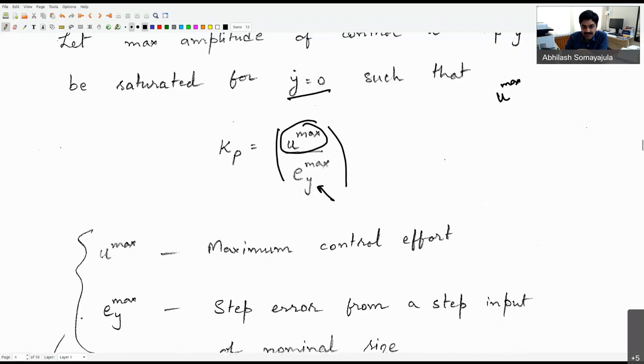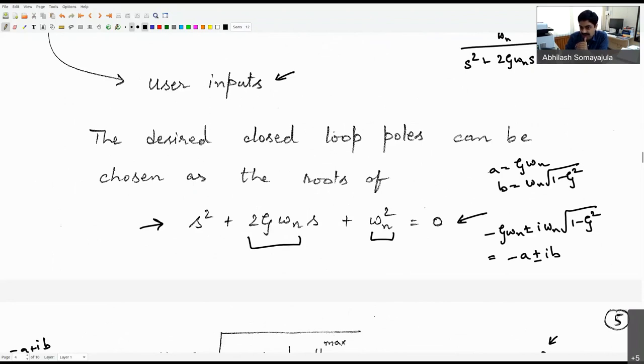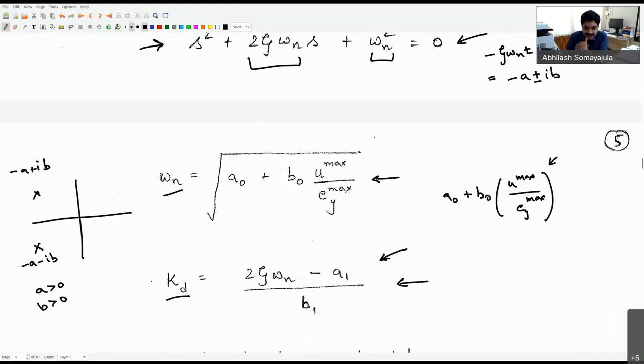Okay, so the process will go something like this. Once I know what are A and B, I need to find out what are omega n and zeta, which will give me the correct values of A and B. Once I find zeta and omega n, from zeta and omega n, I can find the value of KD. And similarly, I can actually tune this value so that this omega n actually is now matched. So that'll fix a value for my EY max. And essentially that will in turn fix a value for my KP. So my gains will be fixed based on where my poles will be located.